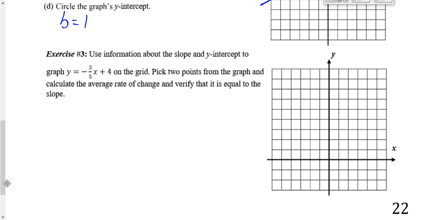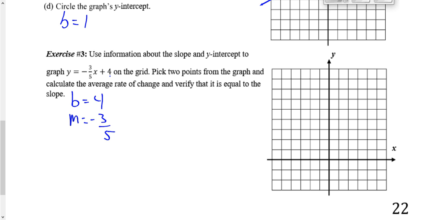Now we got another one. Use information about the slope and y-intercept. Now we're going to do it your way, okay? So I want you guys to think about this. We want to graph it, we need 2 points. One of them is the y-intercept, right? Which is what? So B equals 4, and what does the M equal? -3 over 5, okay? So let's have all you guys now graph that line. I'll give you a moment.